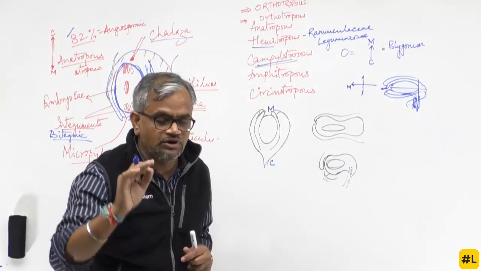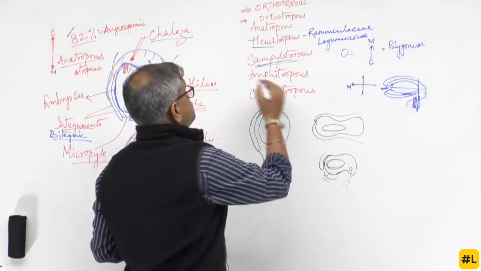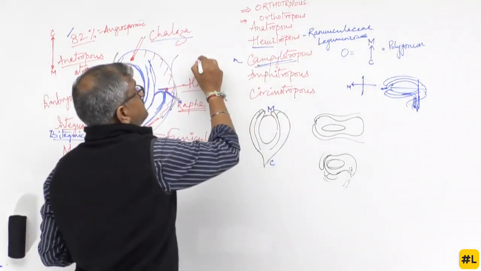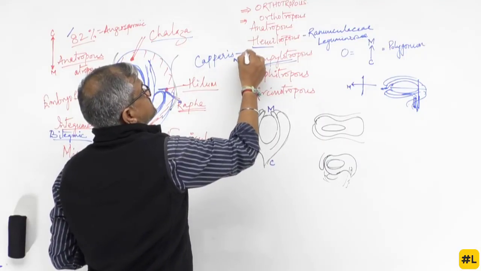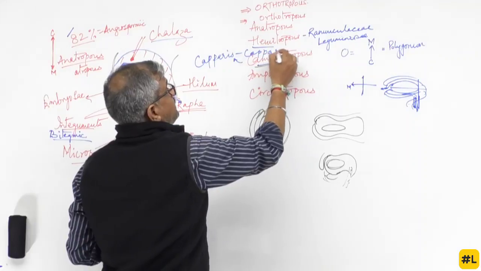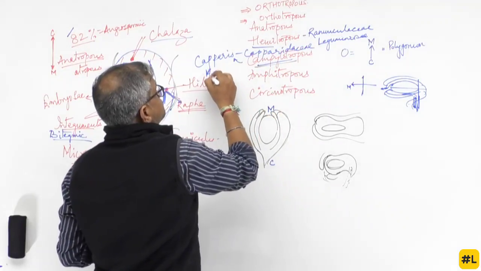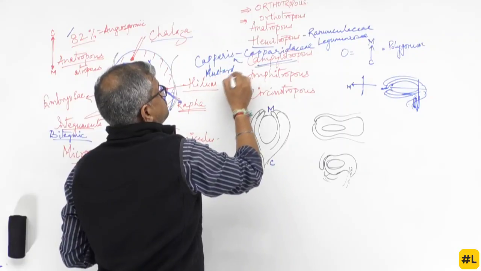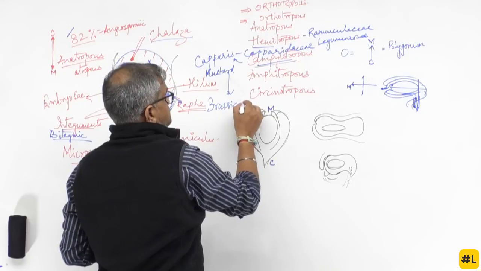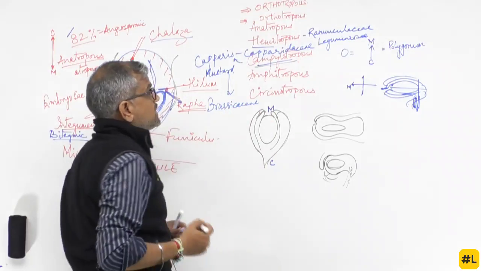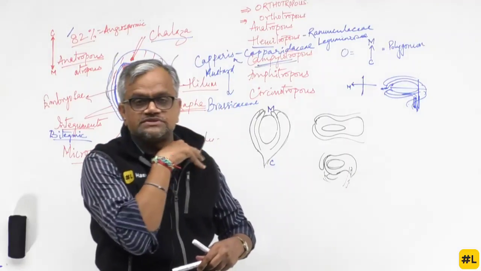And an example of Campylotropous is your mustard family. Capparis, Capparidaceae. Now they have started asking the families. And mustard comes under Brassicaceae. Right?